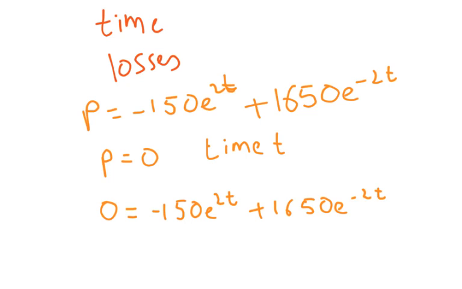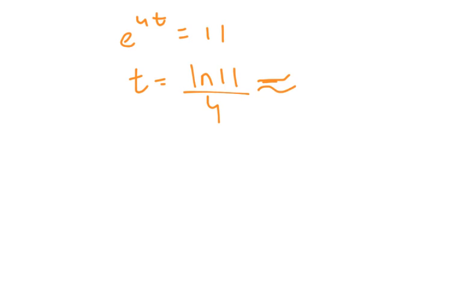So e raised to 4t is equal to 1650 upon 150, which will be 11. So e raised to 4t is equal to 11, and t will be ln 11 upon 4, which is roughly equal to 0.6. So what we are saying here is that in 0.6 seconds the P army will be completely defeated by the Q army. Now we find the losses sustained by the Q army.